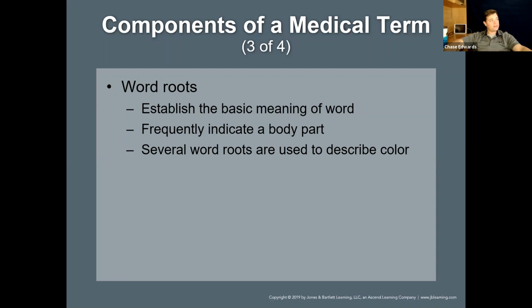All right, so the word root establishes the basic meaning of the word and frequently indicates a body part. So prefixes are added to the beginning of a root word and suffixes are added at the end of a root word, right? So there are several root words that are used to describe color. So like cyan or cyano, blue, leuco, white, erythro, red, right?